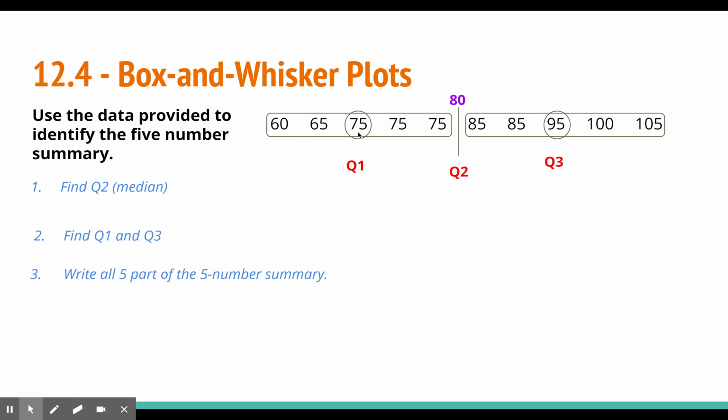Now we're going to write all of our numbers down, max and min, since it's already listed from smallest to greatest, you should be able to see. So let's fill this in. Our minimum is 60, our Q1 is 75, our Q2, our median is 80, our Q3 is 95, and our max is 105. And hopefully you're able to calculate some of those even without me explaining there at the start.